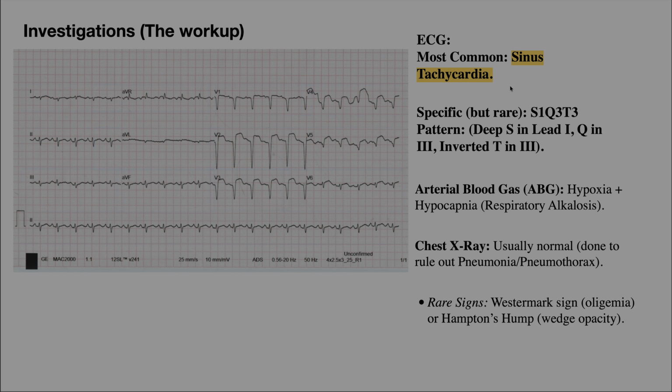You might remember the S1, Q3, T3 pattern, which means deep S wave in lead 1, deep Q in lead 3, and inverted T in lead 3. I'll put an example over here. While it's a famous exam buzzword, it is actually quite specific and rare. Don't rely on it to rule pulmonary embolism in or out. Chest x-rays are usually done to rule out other things like pneumonia or pneumothorax and are usually normal in pulmonary embolisms.